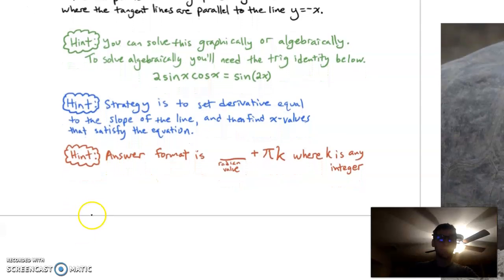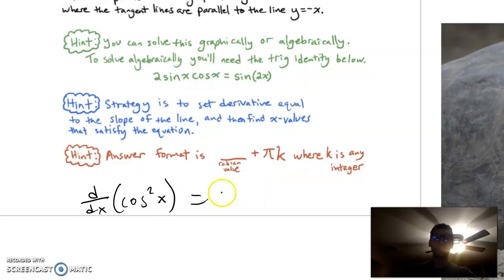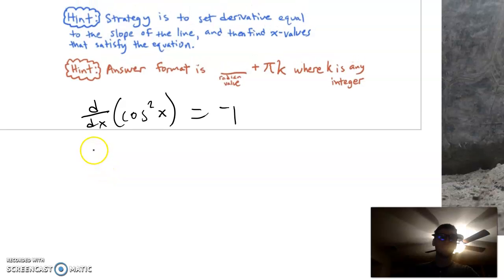So first, let's find the derivative. So we want to take the derivative of cos squared of x and set that equal to the slope of here, -1, and then solve. So this is the same as cos of x squared. So we get 2 times cos of x with respect to the interior times the derivative of that, which is negative sine of x, equals -1.